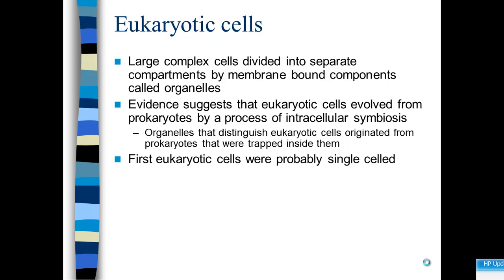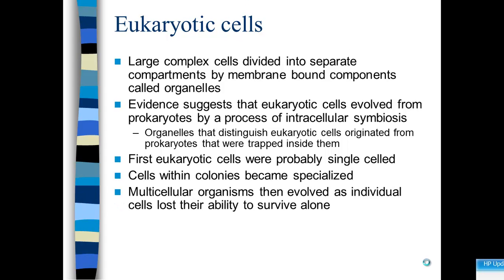First eukaryotic cells were probably single-celled. Single cells grow in colonies, but these colonies then presumably became specialized. And then multicellular organisms evolved, and instead of growing in a colony, they would grow in an organism structure where the individual cells would not survive alone.